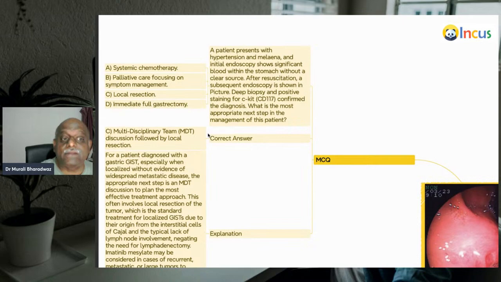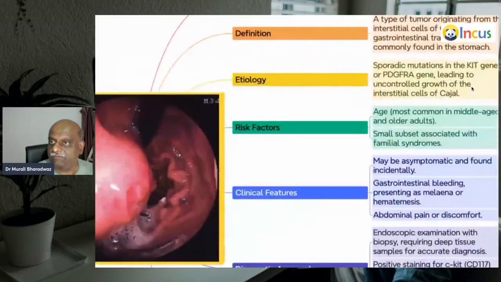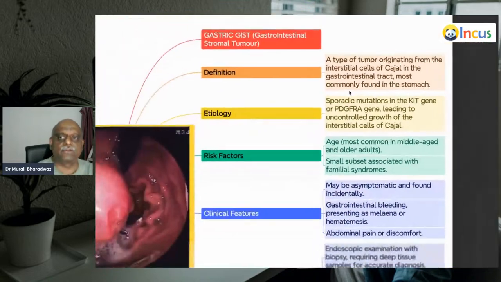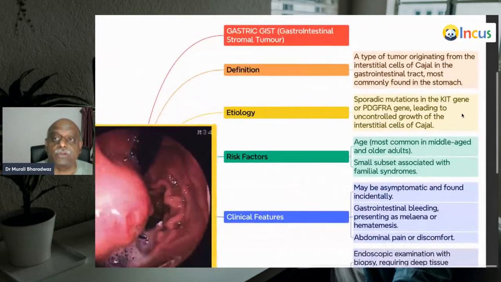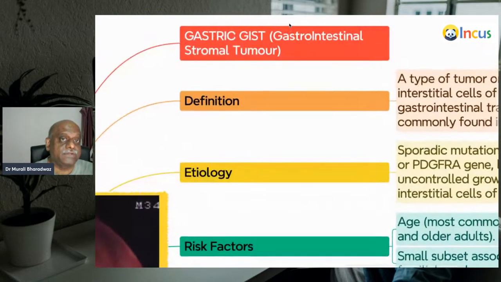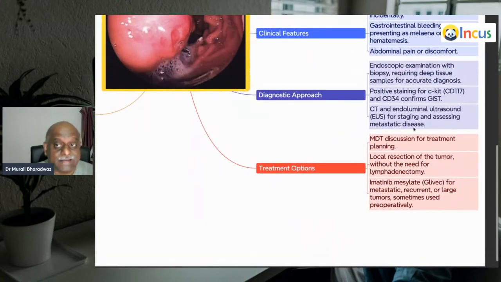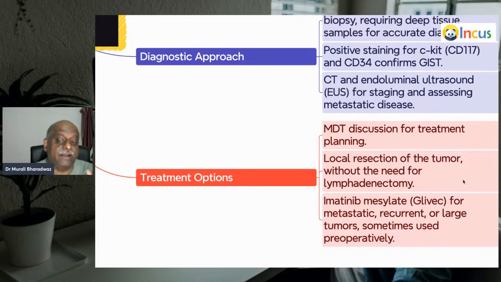Gastrointestinal stromal tumor, which is CKIT positive. So you need to do local resection. KIT gene, PDGFRA gene, sporadic mutations, uncontrolled growth from the interstitial cells of Kajal are responsible for the gastrointestinal stromal tumor. And typically CT and endoluminal ultrasound you need to do for staging. You need to do local resection of the tumor without the need for lymphadenectomy.